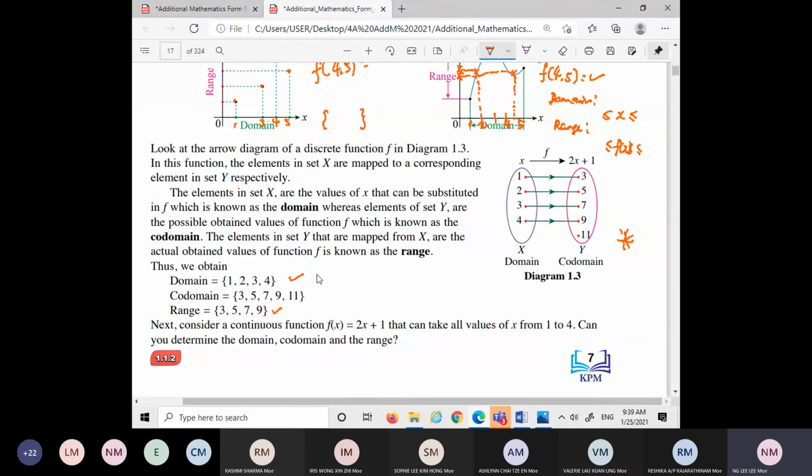So the codomain will be everything, whatever you see, I don't care whether it has an object or no object, inside this. This one we call the codomain. I hope I made it clear. Okay, we go to the next page.